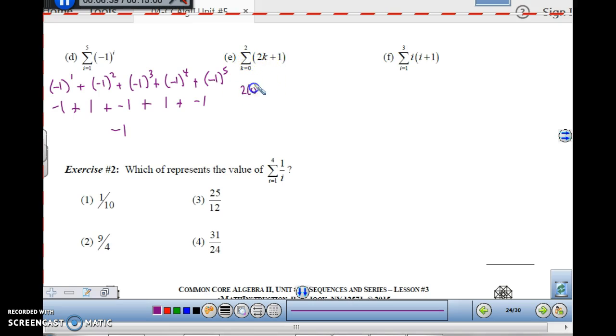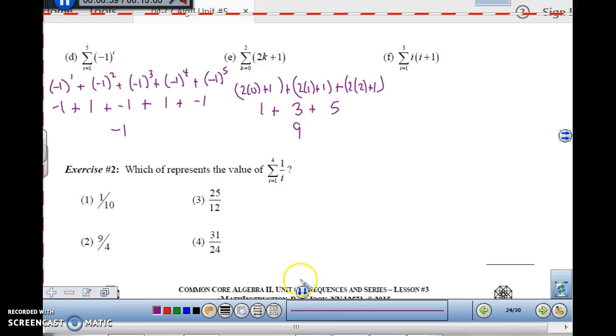Okay, the summation of 2k plus 1 starting from k equals 0 to 2. So this is going to be 2 times 0 plus 1, 2 times 1 plus 1, and then 2 times 2 plus 1. So 2 times 0 is 0, plus 1 is 1. 2 times 1 is 2, plus 1 is 3. 2 times 2 is 4, plus 1 is 5. 1 plus 3 plus 5 is 9.